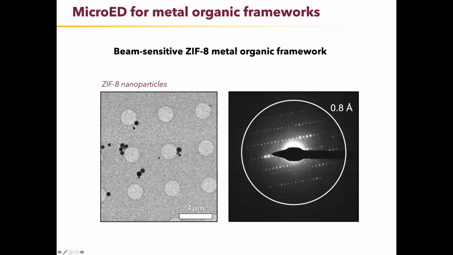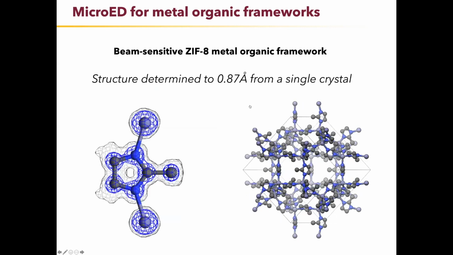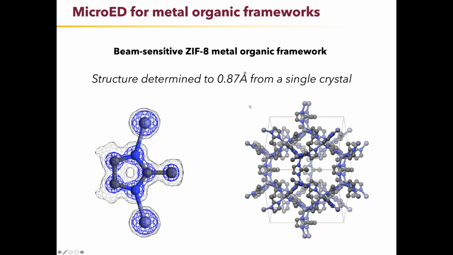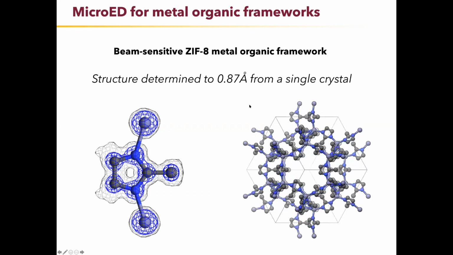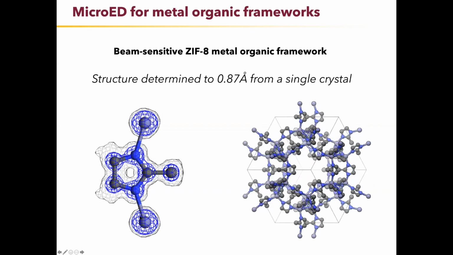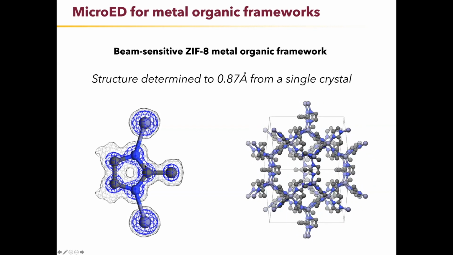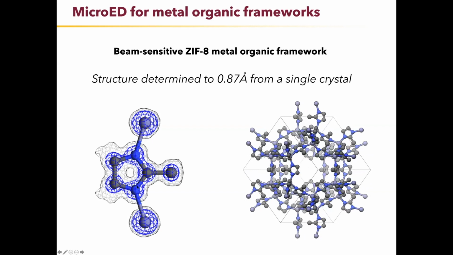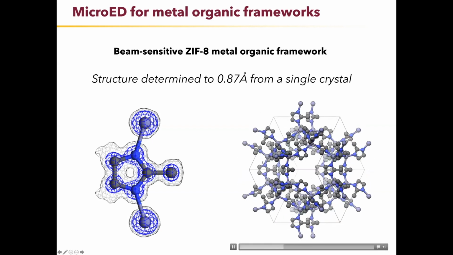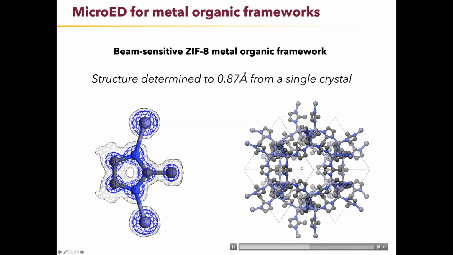Sure enough, we get these little tiny crystals on the grid. We can collect electron diffraction data, and because of the high symmetry of these metal organic frameworks, we can determine the structure from a single crystal with 100% completeness. And you can see here's the map. This is the typical ZIF8 metal organic framework. You've got these zinc atoms here with this imidazole linker right here, and you can see the 3-dimensional structure and how it comes together to form these porous structures.